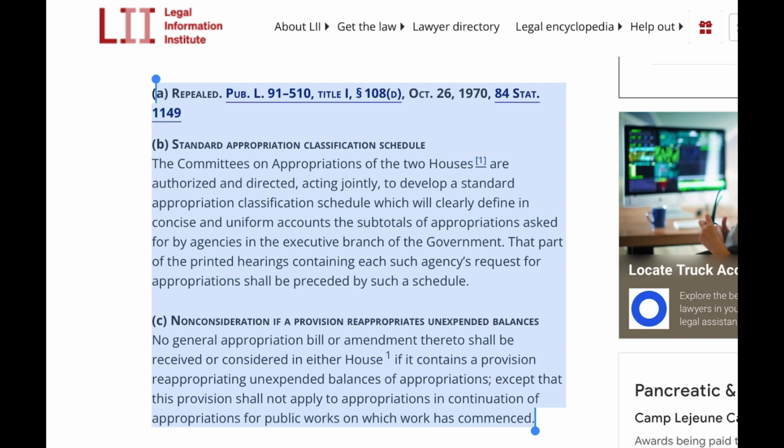C. Nonconsideration. If a provision reappropriates unexpended balances, no general appropriation bill or amendment thereto shall be received or considered in either House. 1. If it contains a provision reappropriating unexpended balances of appropriations, except that this provision shall not apply to appropriations in continuation of appropriations for public works on which work has commenced.